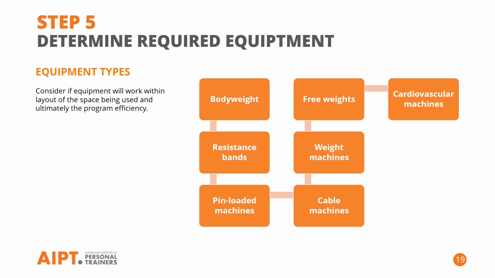So your choice amongst these different types of equipment will be heavily influenced based on the type of exercise that matches your client's goals. So if their goal is to be able to do a 10K run, obviously we're going to use more cardiovascular machine programming or cardiovascular exercises themselves instead of pin-loaded machines or free weights.